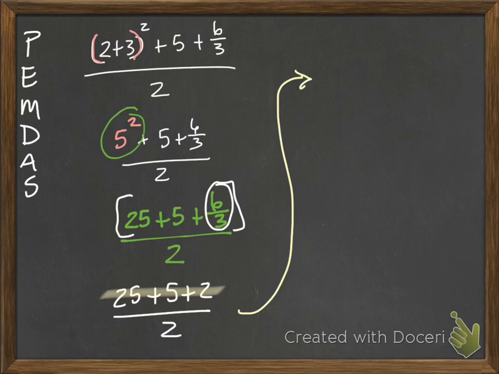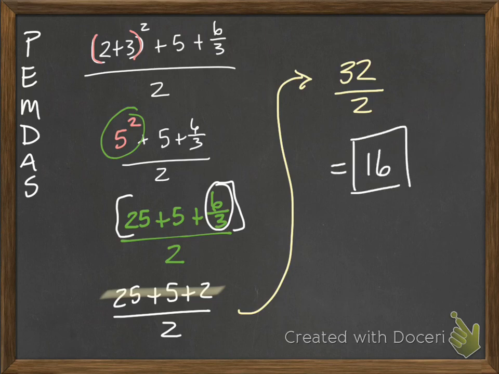I have 25 plus 5 plus 2. So 25 plus 5 is 30, plus 2 is 32. So I have 32 up top, and then I have 2 in the bottom. So now this is my last thing that I have left to do, so all I do is divide those. So 32 divided by 2 is 16. And that's my final answer.